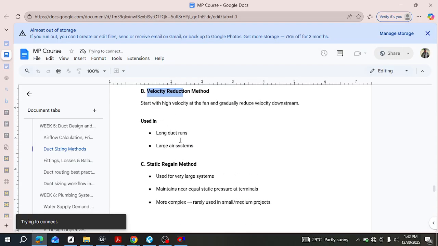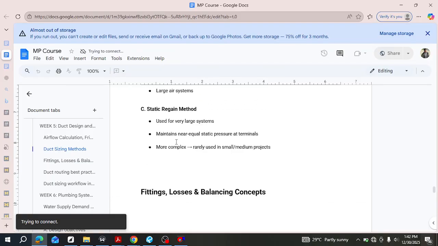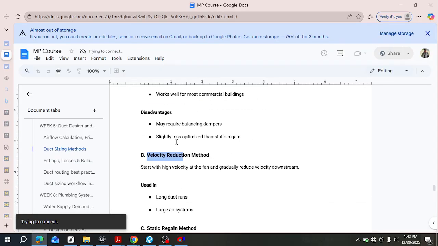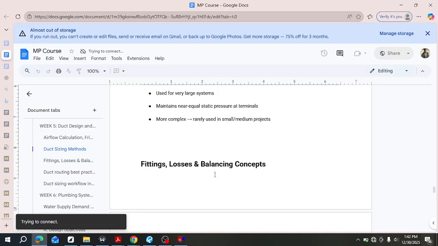Then this one now is the most accurate, right? The static regain method is used for very large systems, and it maintains near equal static pressure at terminals. It's more complex and rarely used in small to medium projects. So obviously, the higher the accuracy you need, the more complex your design method becomes. But we'll not talk about those two. It's just that first one that we usually use that we'll talk about.